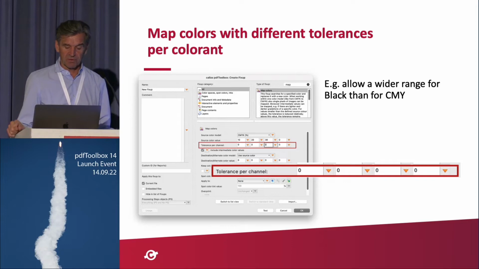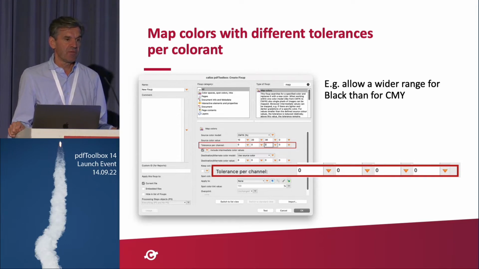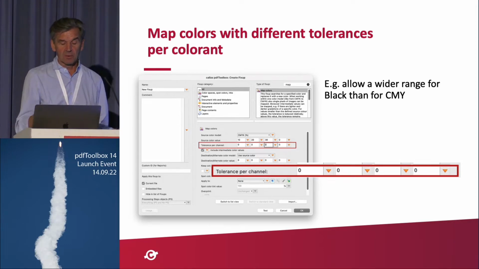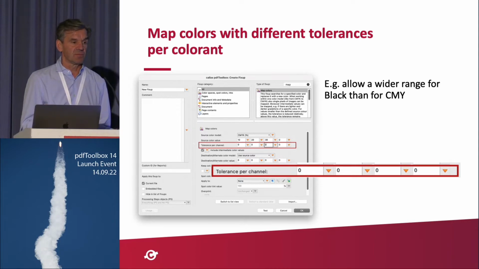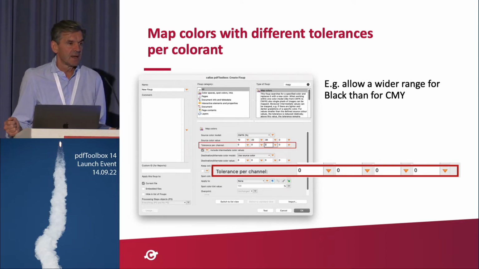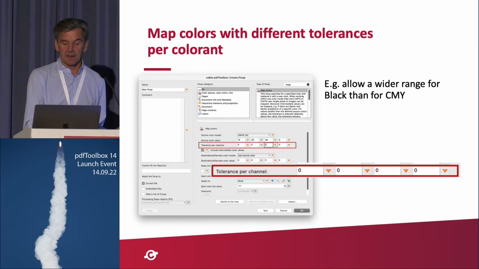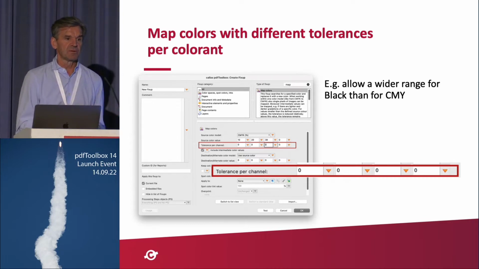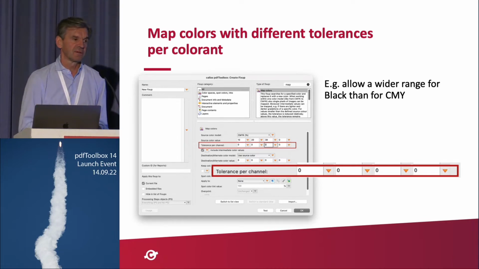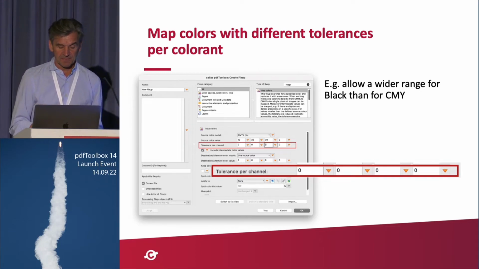In pdfToolbox 14, as you can see, you have 4 input values, and then you can specify a tolerance per colorant, which means, for instance, a use case: I want to specify an input color, but I want to ignore black. So it doesn't matter what value is used in black. I'm only interested in values used for cyan, magenta, or yellow. That would be a use case.